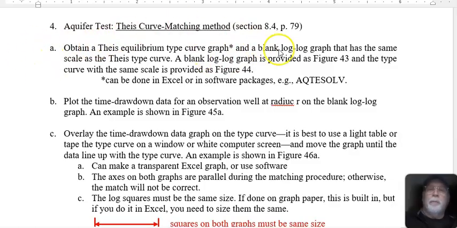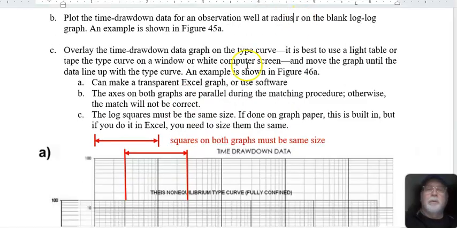Anyway, we came up with the same solution, with the same numbers. So you have a blank log graph, and you plot your data on that, and then you compare it to the Theis equilibrium type curve. And again, you can do this in Excel. I have it set up in Excel or with software like Octosolve. So we plot that versus radius r on a blank log graph.